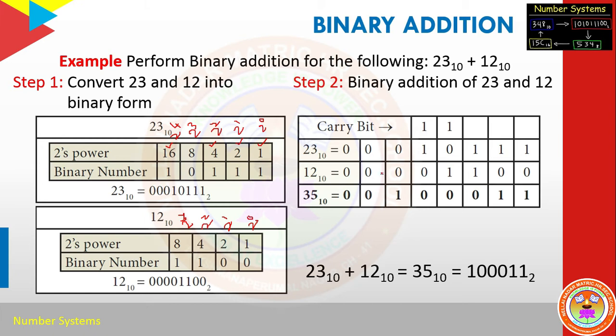The remaining part is what? 0. That's all, right? So the answer is 1 0 0 0 1 1 base 2. So 12 plus 23, that is 35. The value 35, what is the binary format for 35? It is 1 0 0 0 1 1 base 2.